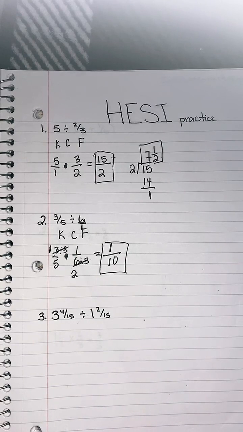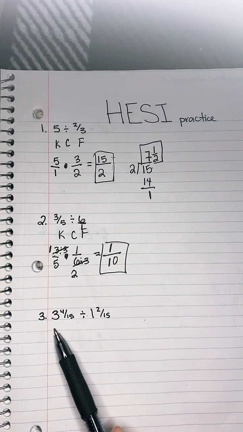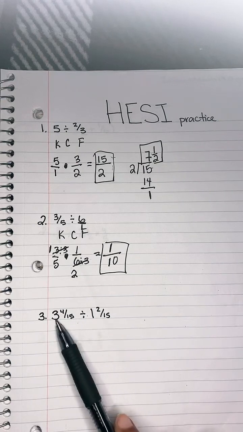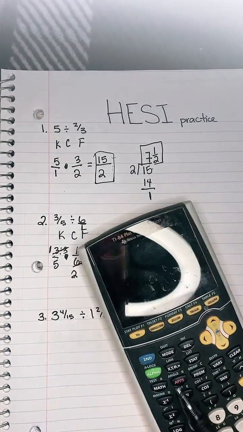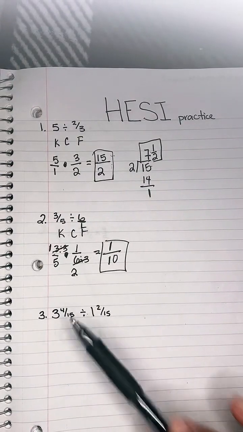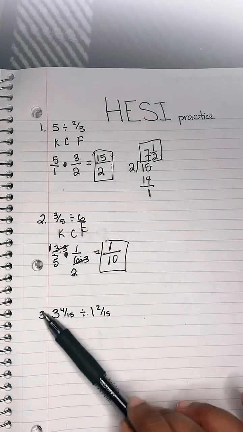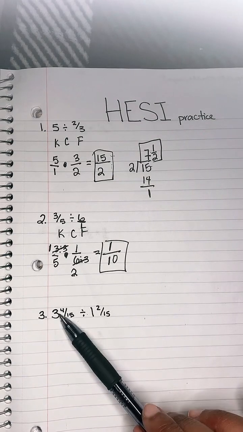So let's look at number 3, you guys. Now this right here is where we say, ooh, gets a little intense, right? Because even me having a calculator, that can help with the basics, but it's not going to help with how to solve this. So what we're going to have to do first is change these into an improper fraction.